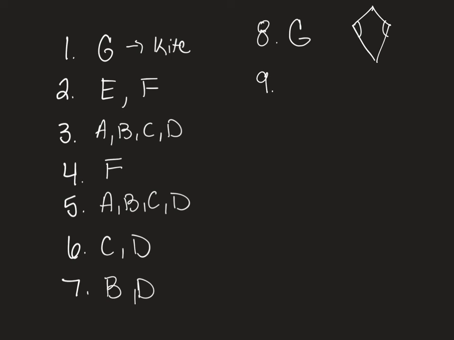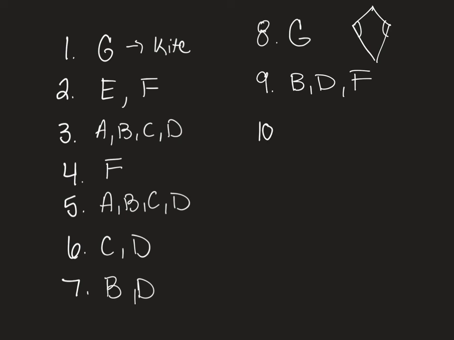All right, number 9, the diagonals are congruent. D and B. F. Did you say F? Yes. So diagonals are congruent for a rectangle, a square, and an isosceles trapezoid. Why?